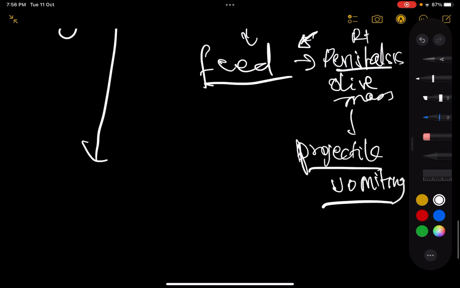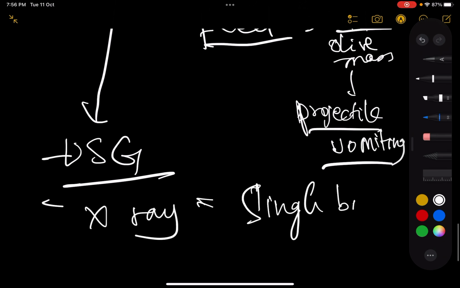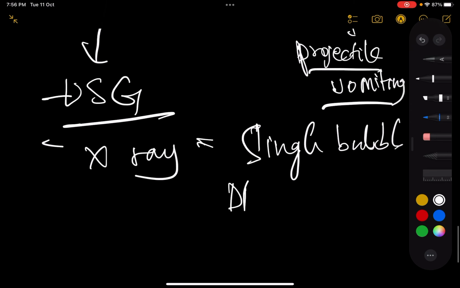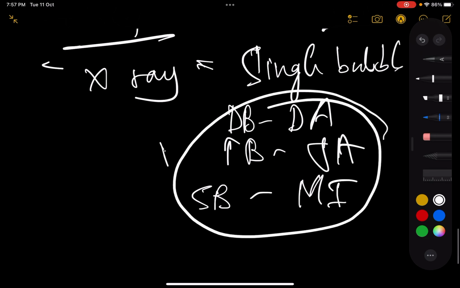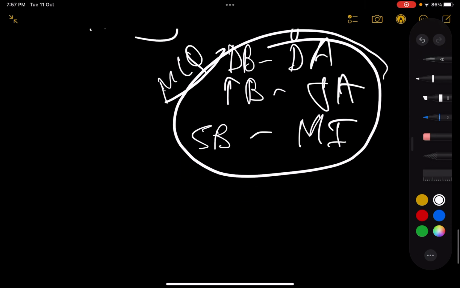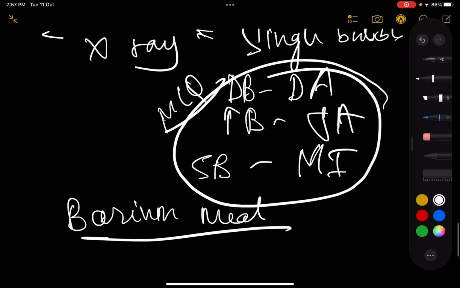But you should definitely know that you can do a USG, ultrasonography, or also you can do an X-ray, and then on an X-ray you will see a single bubble. So a double bubble is seen in duodenal atresia, a triple bubble is seen in jejunal atresia, a soap bubble is seen in meconium ileus. These are just MCQ points that should be remembered. Okay, you can see a single bubble, and you can obviously do a barium study, barium meal, all of that.